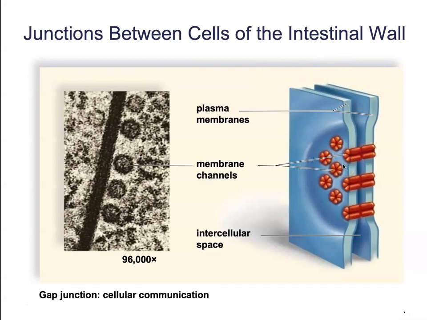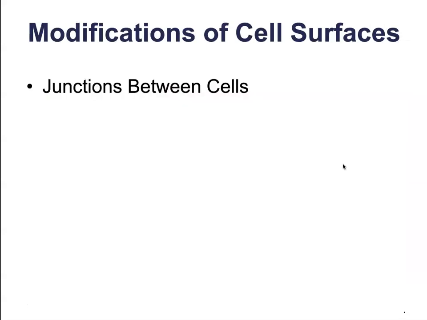Now, this is going to be incredibly important when rapid, succinct communication is of the essence, specifically in the heart muscle and smooth muscle, where we need those ions to flow from one cell to the next to facilitate simultaneous contraction. We need the whole heart working in unison. We need very, very rapid communication, so that's where we're going to see these gap junctions for cellular communication.